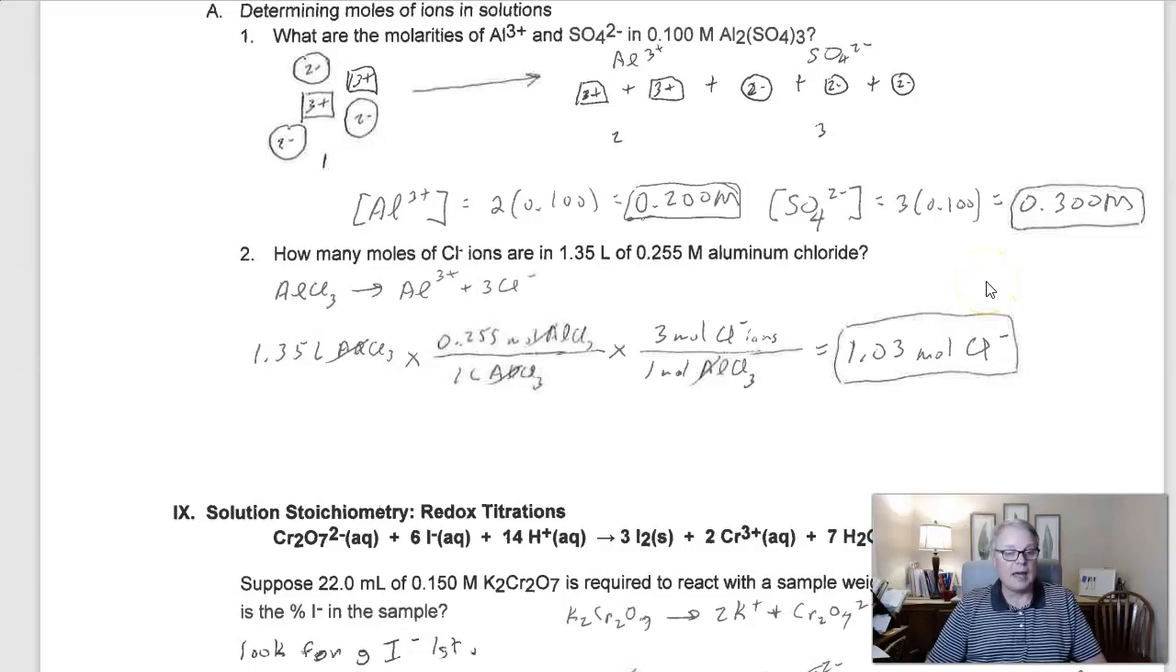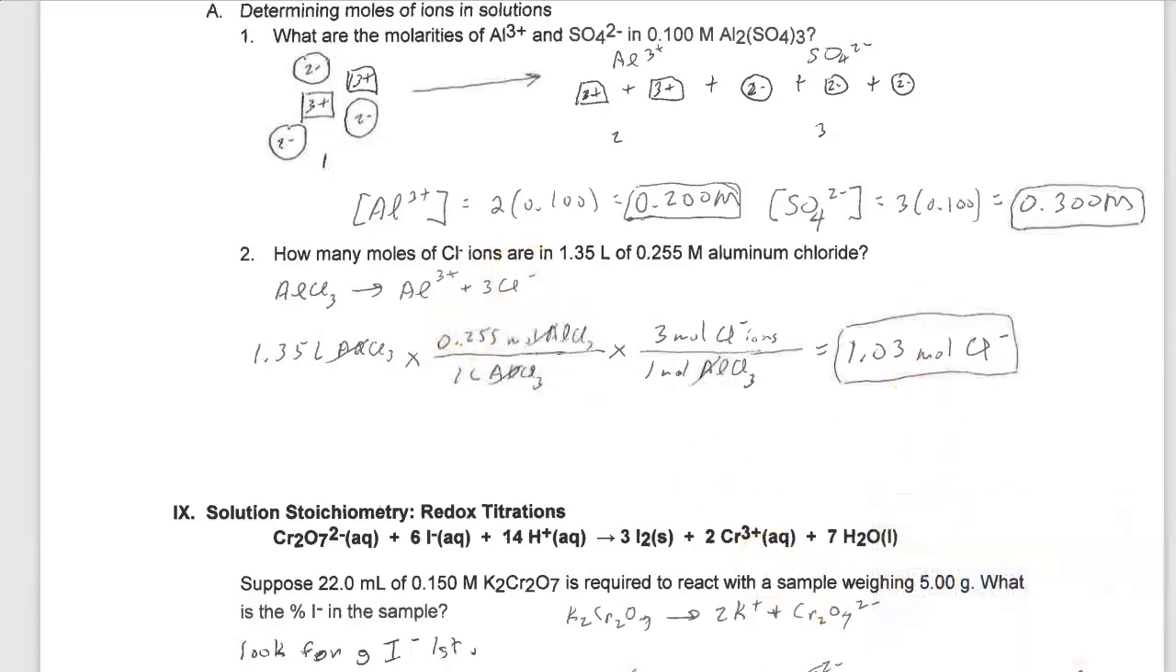All right, well, if you can do that, now I guess you can do this one. How many moles of chloride ions are in 1.35 liters of 0.255 molar aluminum chloride? Okay, so to do this problem, the first thing you have to be able to do is write the formula for aluminum chloride.